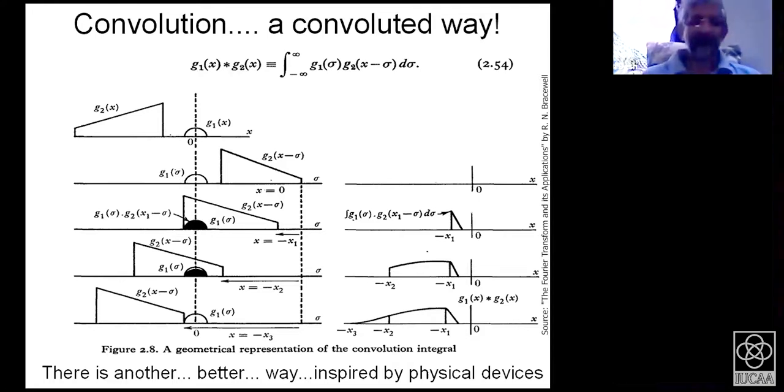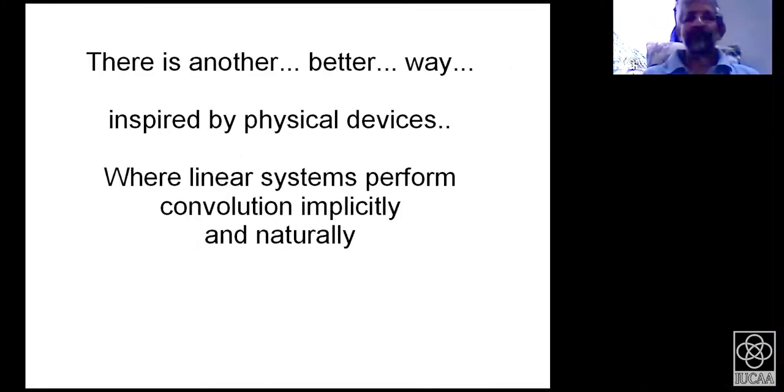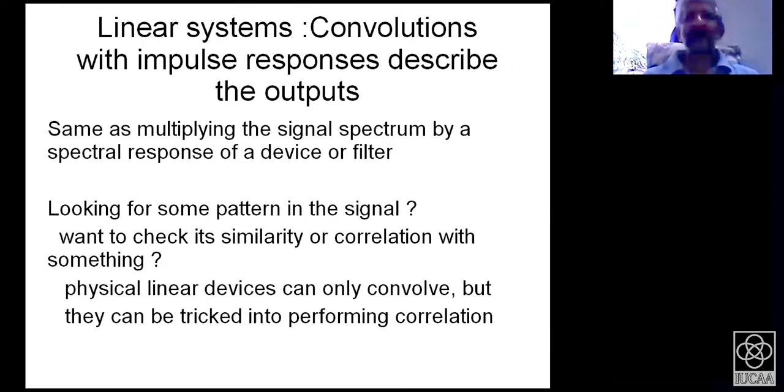So there is another, better way, which is inspired by physical devices, where convolution happens routinely, naturally and implicitly. This is in almost all physical linear devices. All linear systems perform convolution implicitly and naturally. So let's see what that means. These systems perform convolution by their impulse response, okay? And that decides what we get at the output.